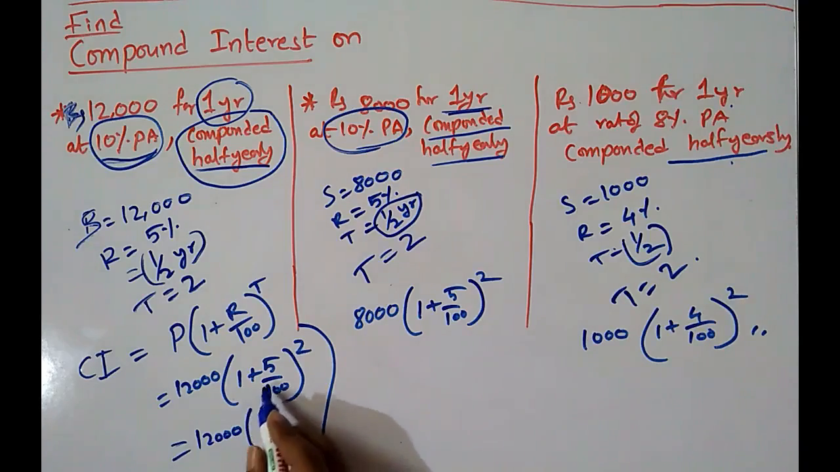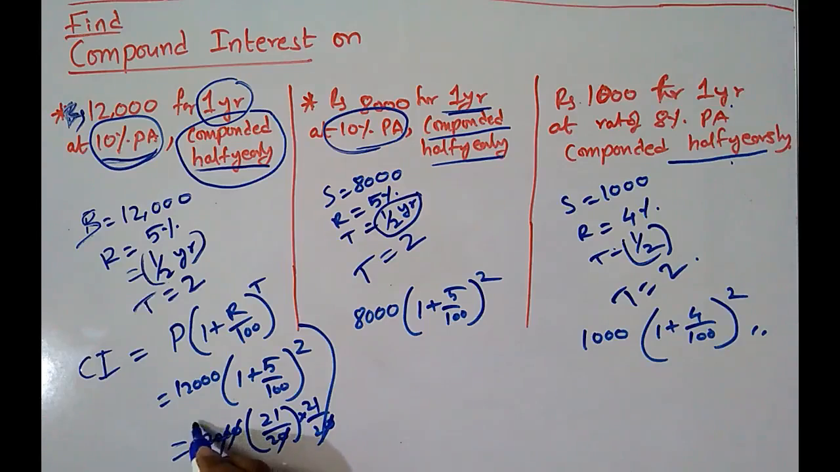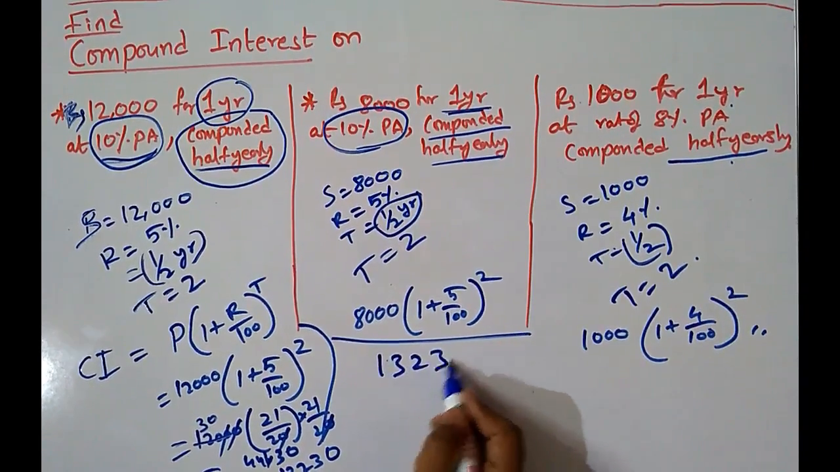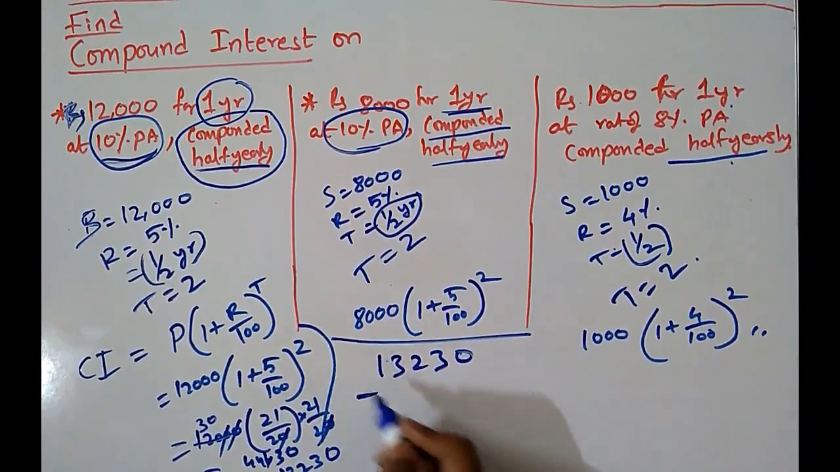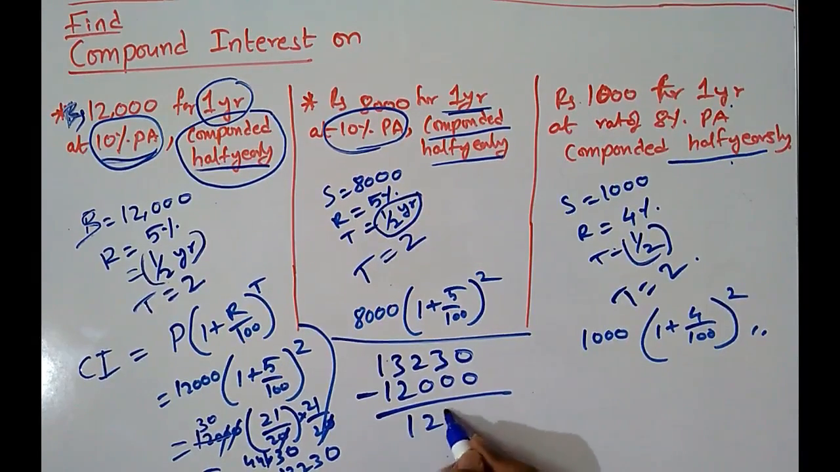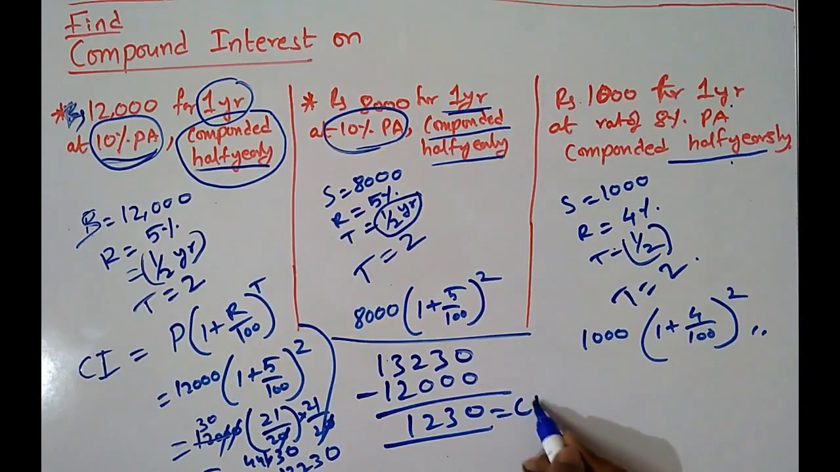So thereby we will be getting 12,000 into 105 by 100, that is 21 by 20 into 21 by 20. 2 zeros cancel, 4 30s are 21, 21, 441 into 30. So we will get 13230, from which we have to subtract the principal, that is 12,000. We will be left with 1230, that is the compound interest.